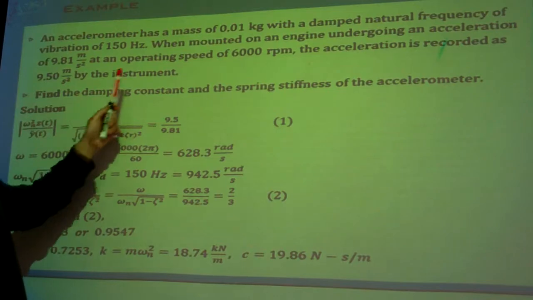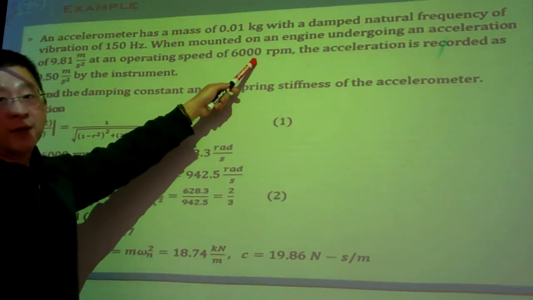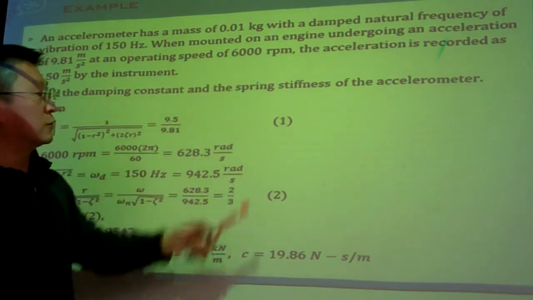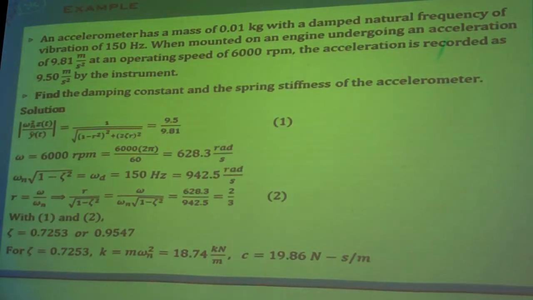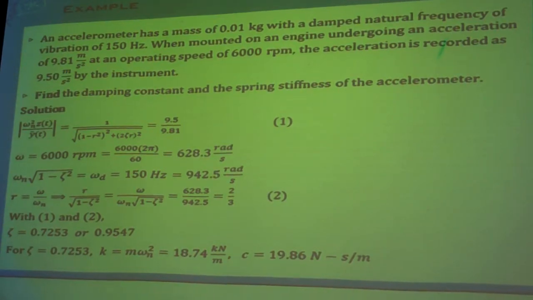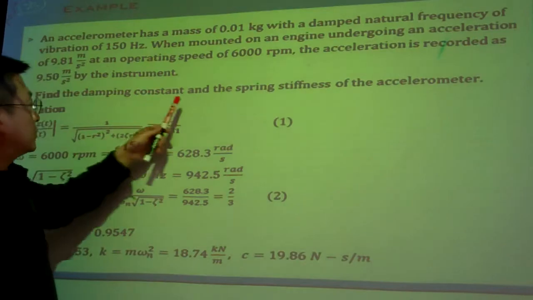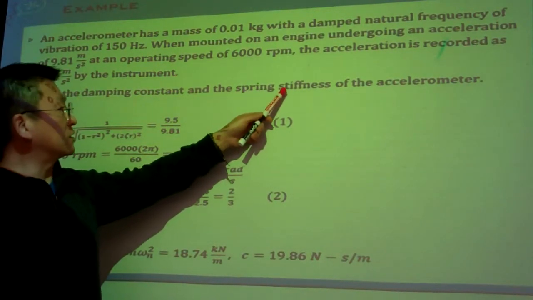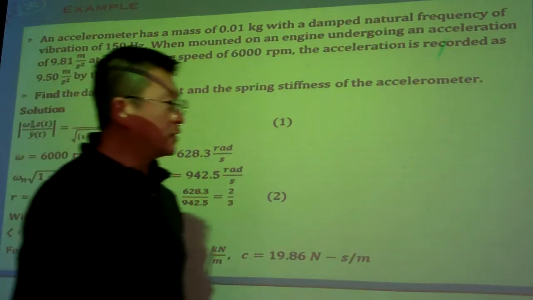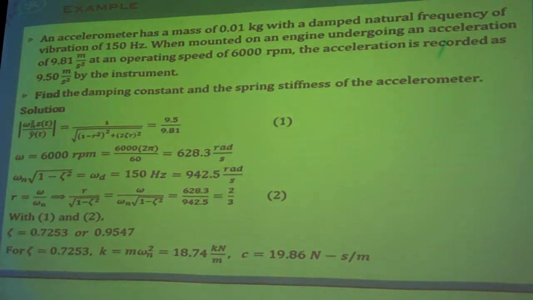And the operation frequency is indicated as omega. We can convert omega from RPM to radians per second. And the recorded acceleration is this one. So right now we have a comparison, 9.5 with respect to 9.81, and so here we're missing something. Based upon that information, we want to calculate the spring stiffness, the K value of the spring. So basically the whole thing is based upon this formula.